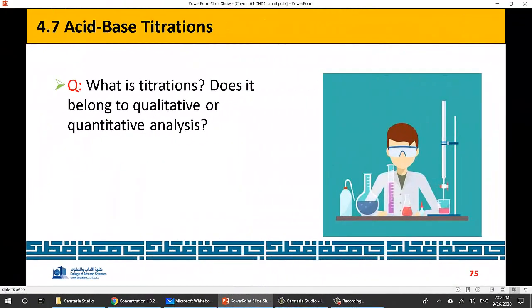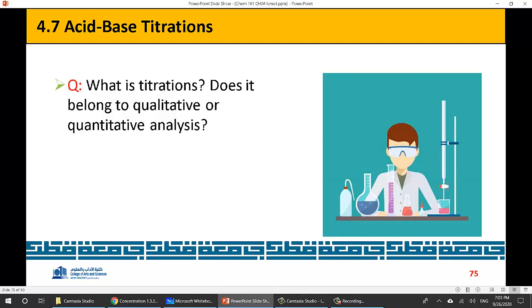So, you know, in chemistry there are two things. There is a qualitative analysis and a quantitative analysis. Qualitative describes things, so it answers the question of what is it, what color is it, or is it big or small, short or big, and so on. But quantitative answers the question of how much.